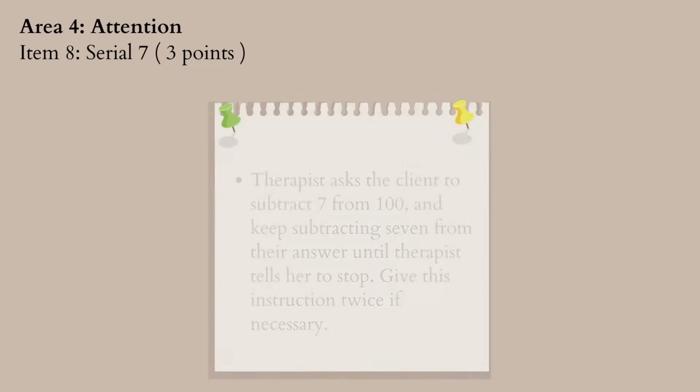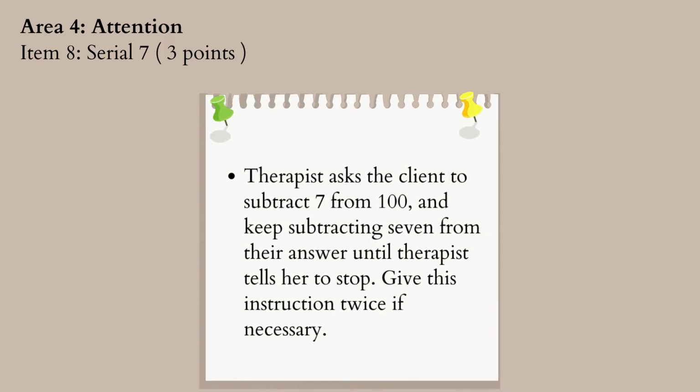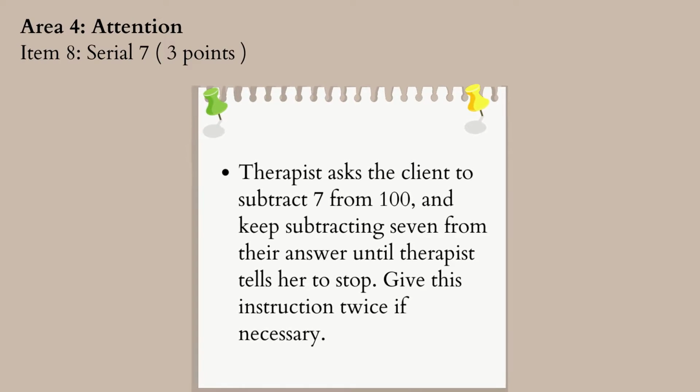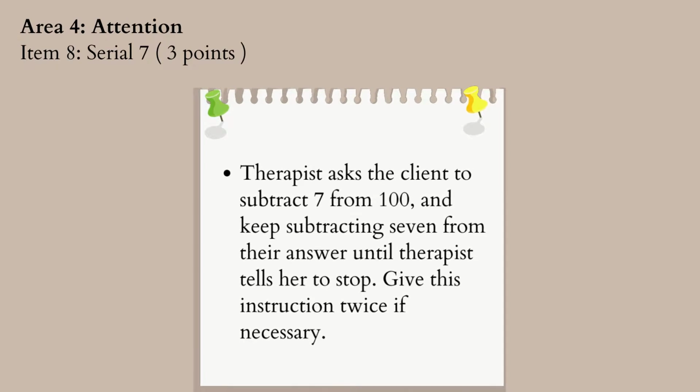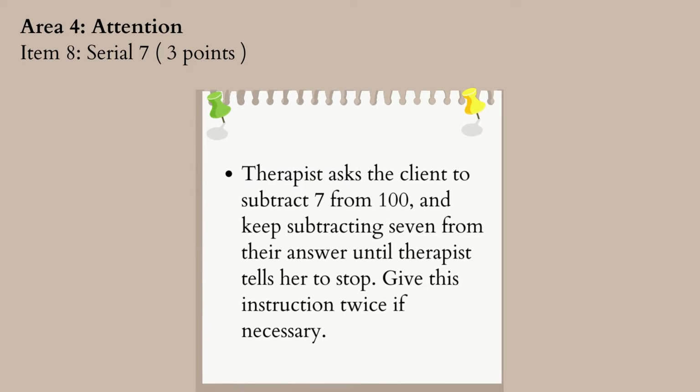Okay. Item number 8 assesses the serial 7s and has 3 points. In this item, the therapist will ask the client to subtract 7 from the number 100. And the client needs to keep subtracting 7 from their answer until the therapist tells her to stop. The therapist can give this instruction twice if it is necessary.